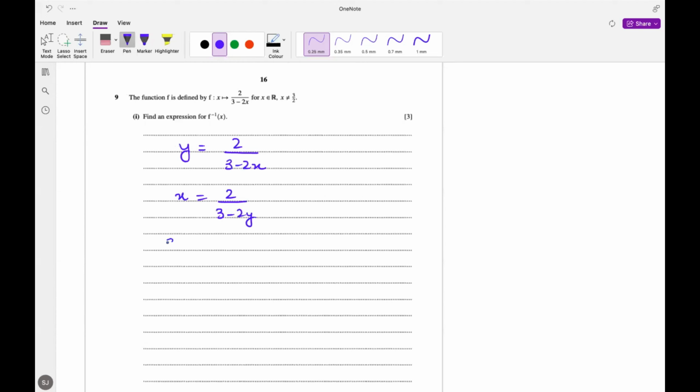Cross multiplying, we'll get 3x minus 2xy is equal to 2. Now we have to make y our subject, so we can write it as 3x minus 2 is equal to 2xy. And then dividing by 2x, we'll get y is equal to 3x minus 2 upon 2x. And we can write the function finally as f inverse of x is equal to 3x minus 2 upon 2x.